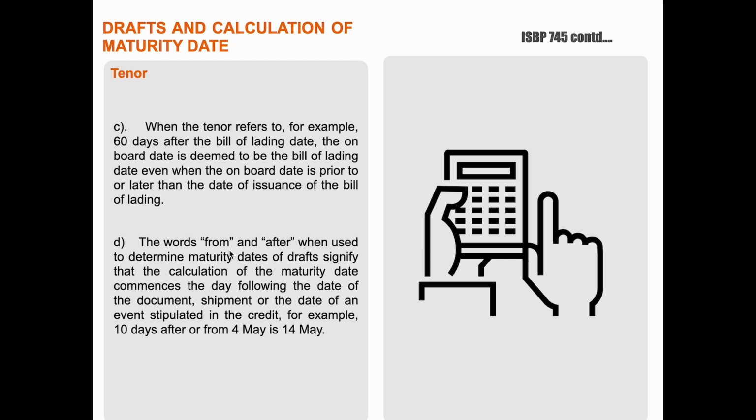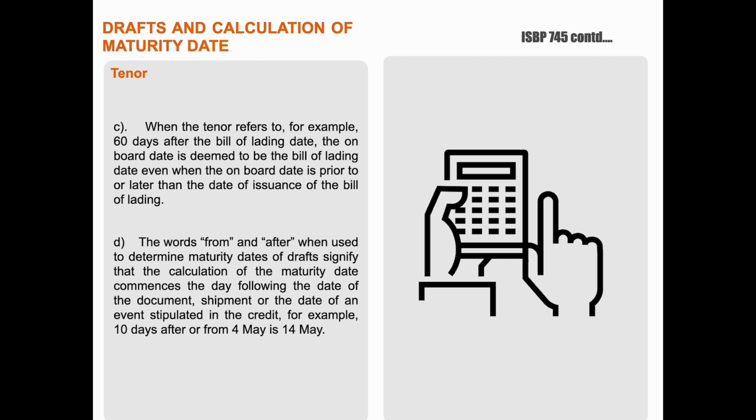Next one is: the words from and after, when used to determine maturity dates of drafts, signify that the calculation of the maturity date commences the day following the date of the document, shipment or the date of an event stipulated in the credit. For example, 10 days after or from 4 May is 14 May. See, in calculating the maturity date of the draft, the terms from and after have the same interpretation. This was already discussed in UCP Article 3. For both of these terms, we should start the counting from the following day of the event.